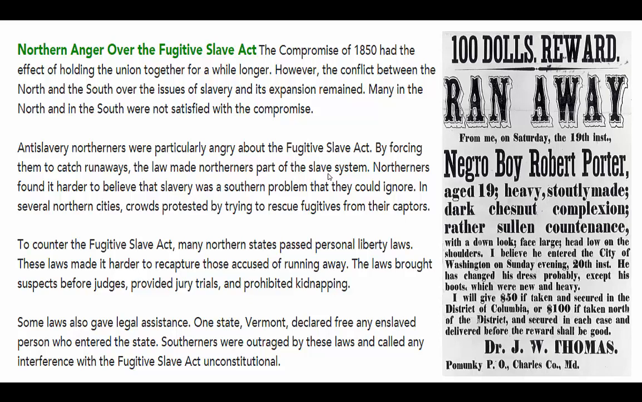Question number 40. What were some measures that the Northern states took to fight back against the Fugitive Slave Act? Well, some states just tried to ignore it. Other states passed these personal liberty laws that made it harder to recapture those accused of running away. They also gave suspects judges, jury trials, and they made it illegal to kidnap. And they also gave some legal assistance. And even Vermont said, if you come to our state, you are free. So these were some of the ways that they fought back against the Fugitive Slave Act.